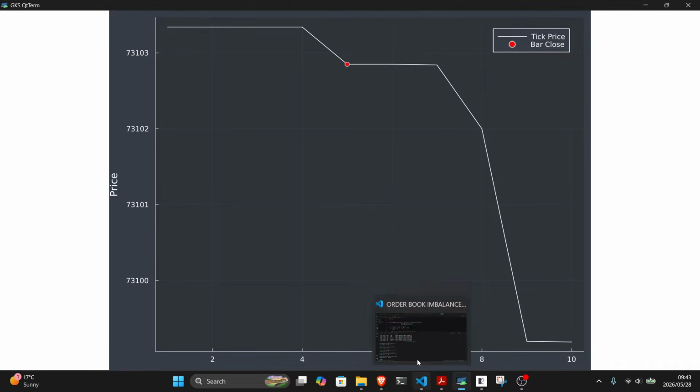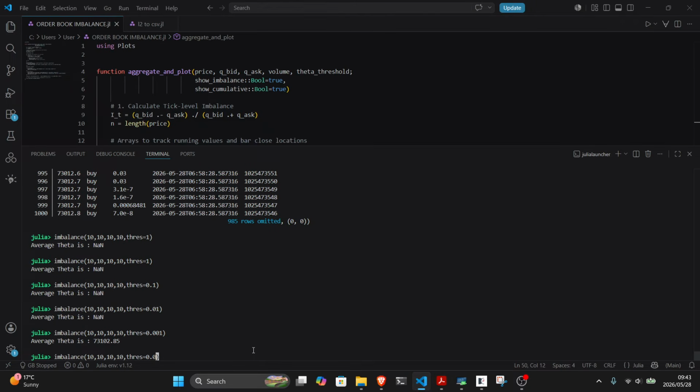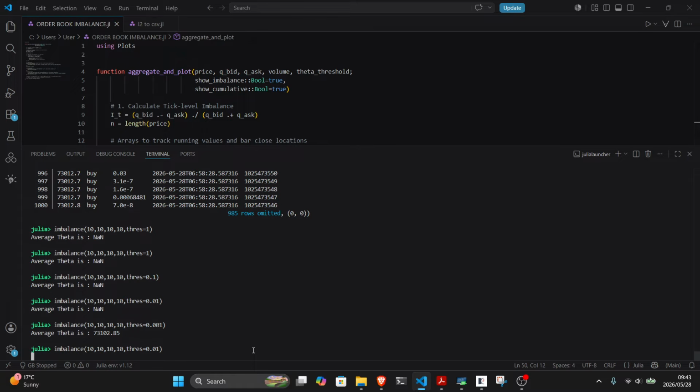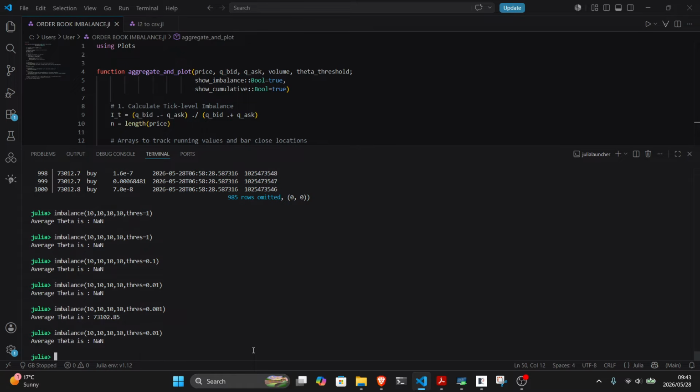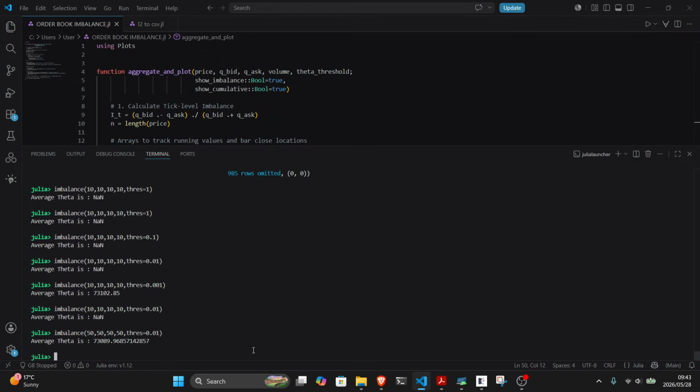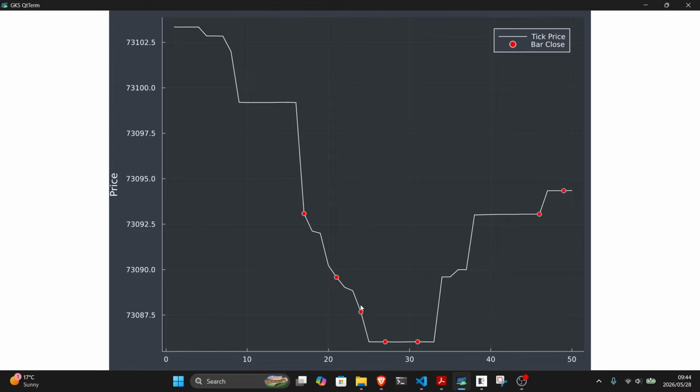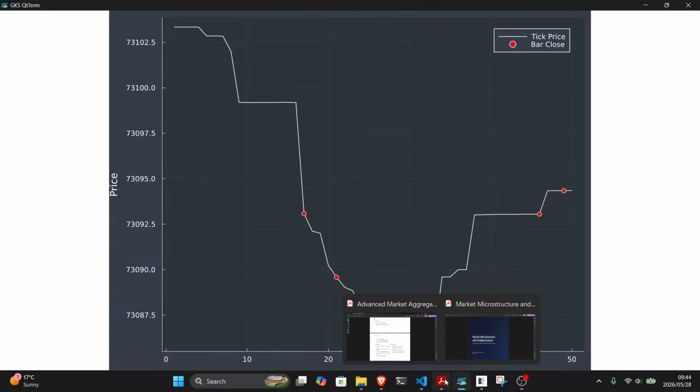It's only 10 entries. But let me make this slightly bigger, 0.01, and just increase the entries from 10 to 50. Now our average theta is 73,089.97. Let's go look at that. As you can see, we have 1, 2, 3, 4, 5, 6, 7 aggregations.